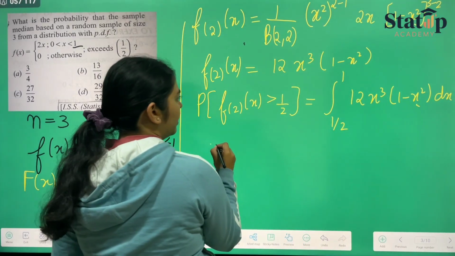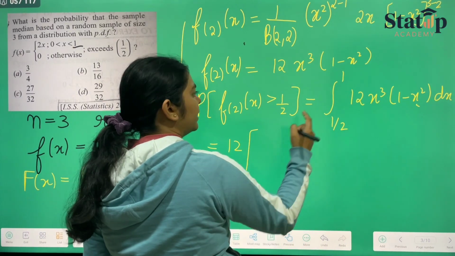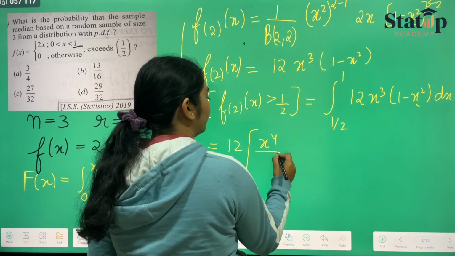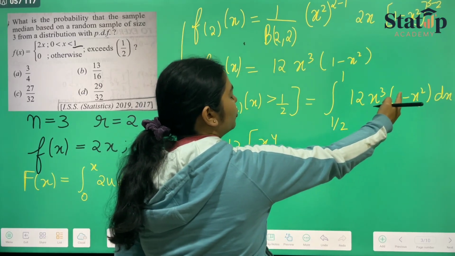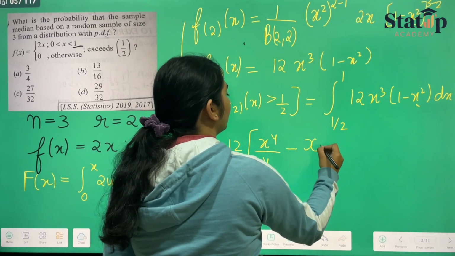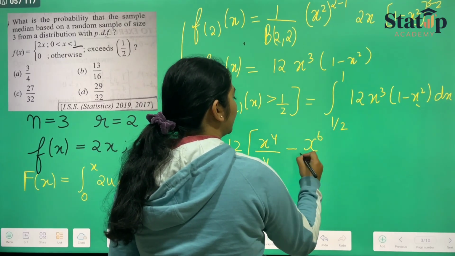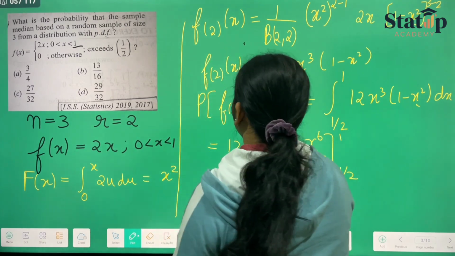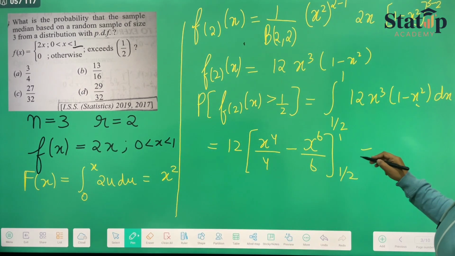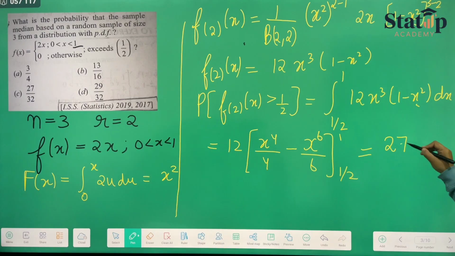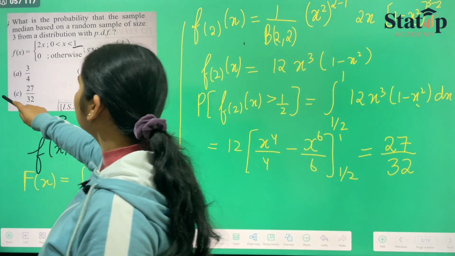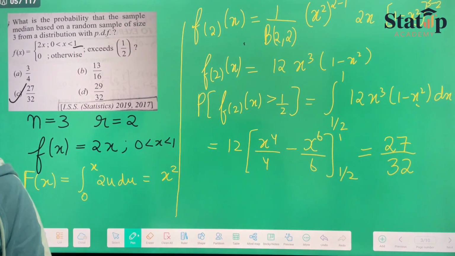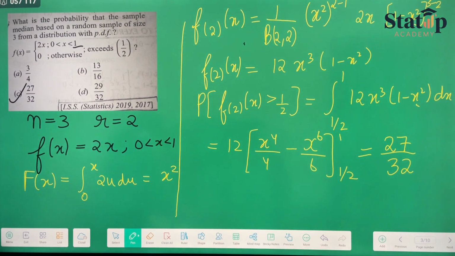So 12 will get outside. If we integrate x cube, it will be x raised to the power 4 upon 4, minus x cube into x square, which is x raised to the power 5, giving x raised to the power 6 upon 6, with the limits 1 and half. When we solve all of this, we get our answer as 27 upon 32, which is our option C. This kind of question is a bit difficult and has been asked twice in your examination, in 2019 and 2017.